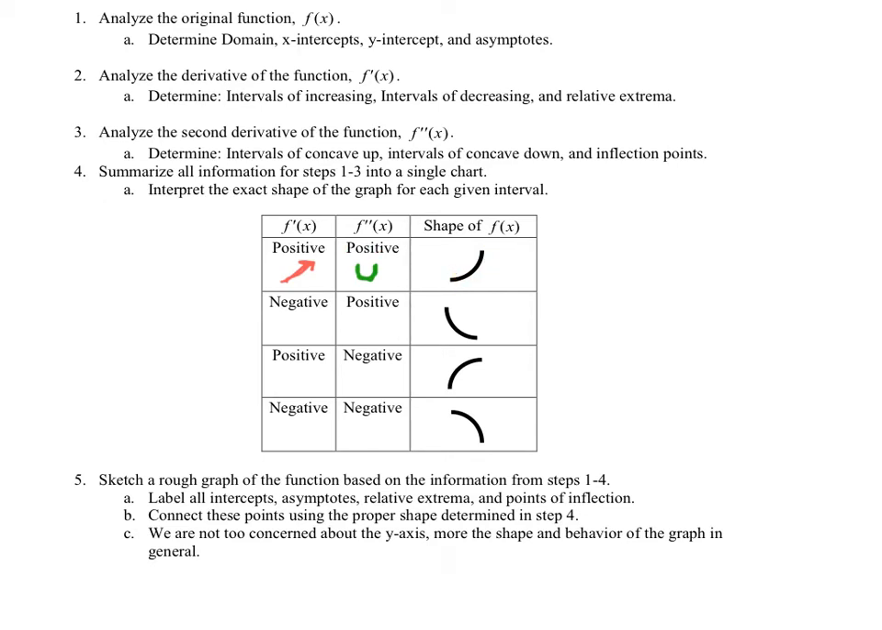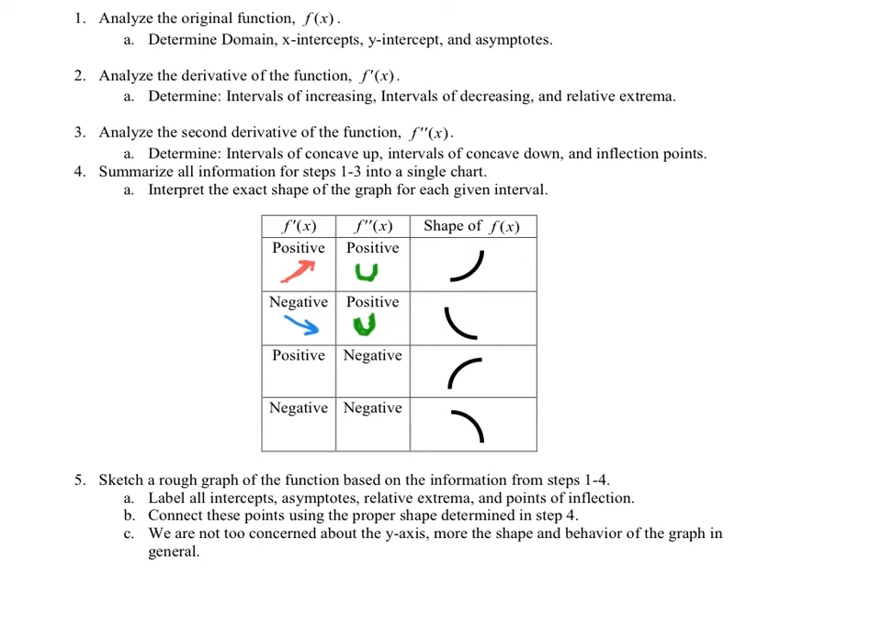Likewise, if my first derivative is negative, I'm decreasing. If my second derivative is positive, yet again I'm concave up, so I'm part of a smiley face. So the question is, which part of a smiley face is decreasing? And that would be the left half of a smiley face. So if your first derivative is negative and second derivative is positive, you have to be the shape of the left half of a smiley face.